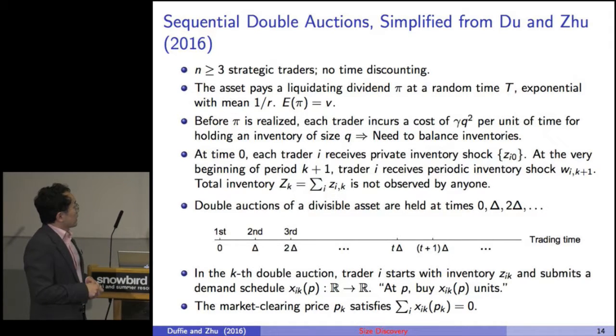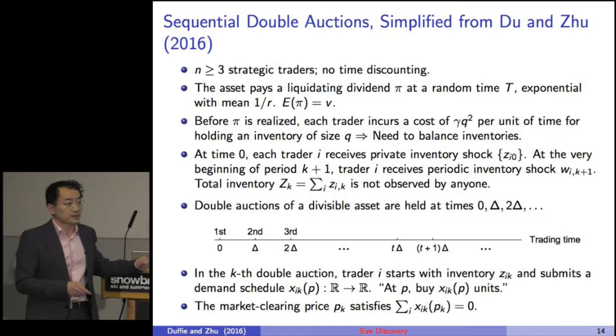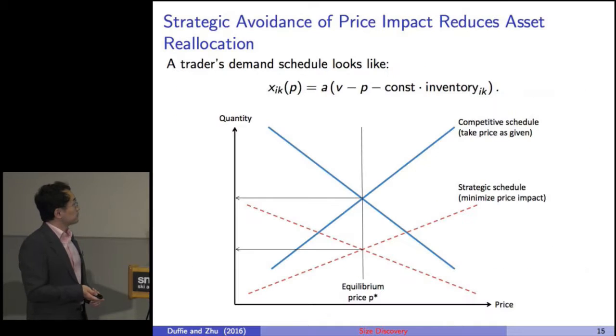Okay? Now, the demand schedule in each auction says at the price P, trader I is willing to buy this quantity. Of course, if that quantity is negative, then that means a sell, right? Price clears the market by setting this to 0.